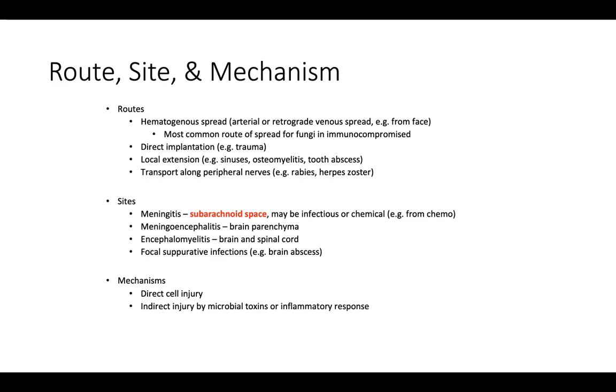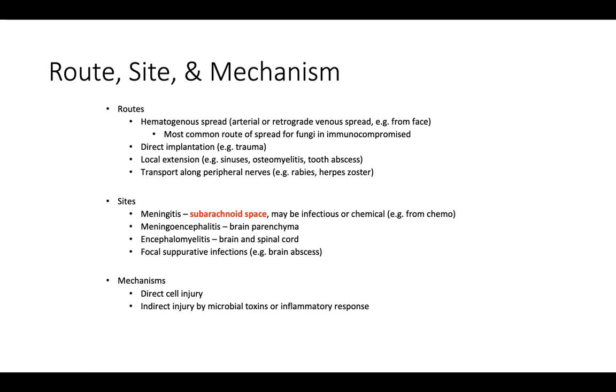Okay. So routes are going to be, think all the way back to MFM1. We go all the way back to when we learned about cancer. I almost feel like it was fourth block or third block. I don't know. That's thinking way back, so I'm not really sure. But when learning about cancer, there's different types of spread. There's hematogenous spread, there's direct implantation, there's local extension, and then there's transport.